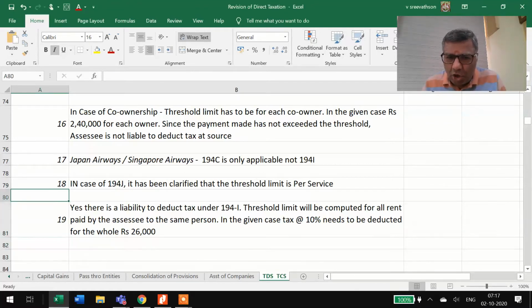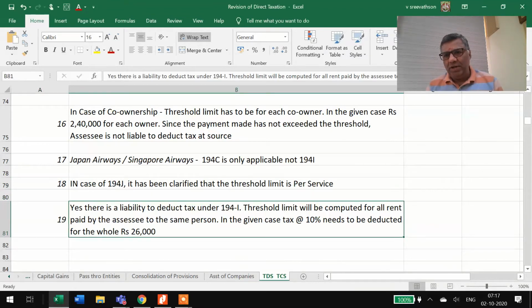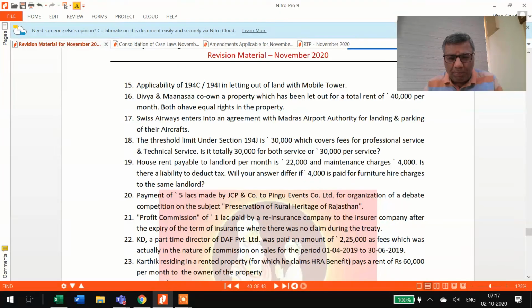You cannot bifurcate between services. It is not like 194J where it is per service. Here it is comprehensive. It is per owner, not per service. So it's comprehensive. You need to deduct.